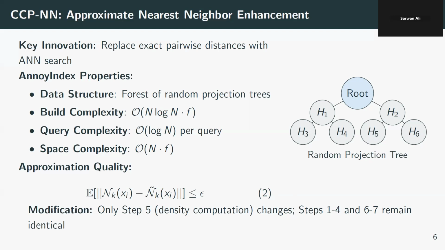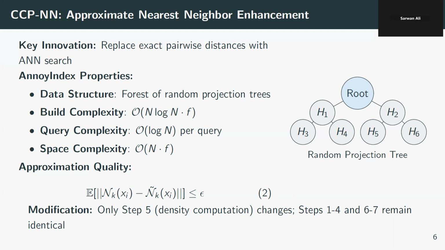The beauty of this data structure is in its complexity profile. Building the index takes O(n log n times f) overall runtime, but each query is only O(log n) time, right? And the space complexity is big O of n times f, which is much more manageable than n squared. The approximation quality is controlled, so we can bound the expected error in our nearest neighbor approximation. This is crucial because it means we can provide theoretical guarantees about our method's performance.